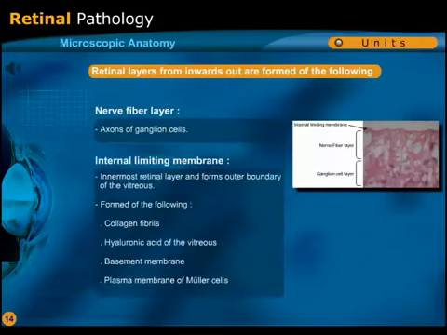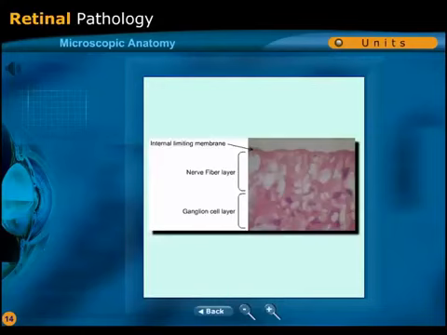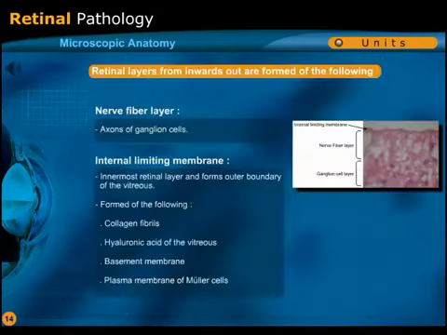Nerve fiber layer: axons of ganglion cells. Internal limiting membrane: innermost retinal layer, forms the outer boundary of the vitreous, formed of the following: collagen fibrils, hyaluronic acid of the vitreous, basement membrane, plasma membrane of Muller cell.